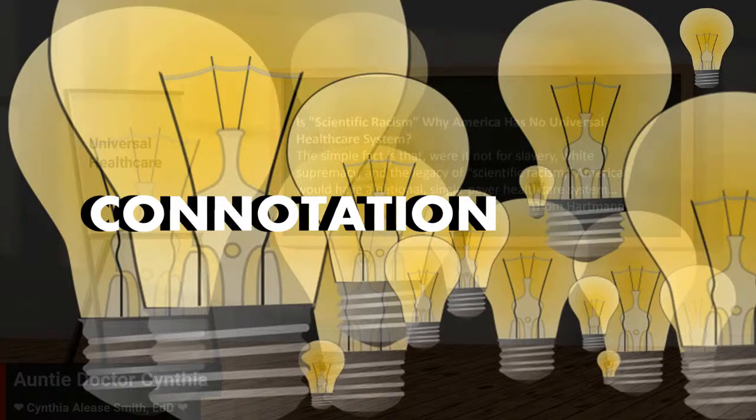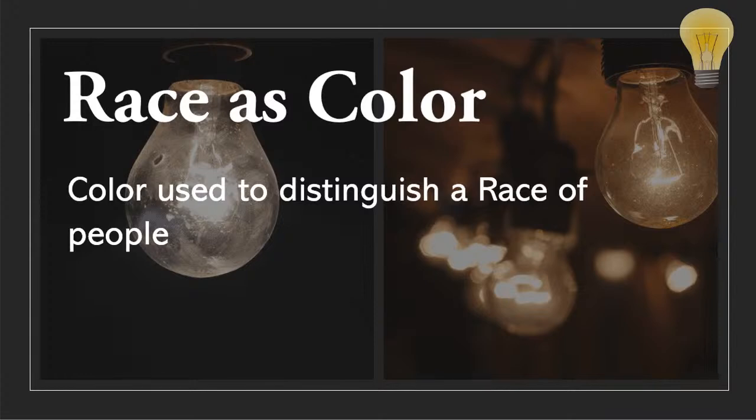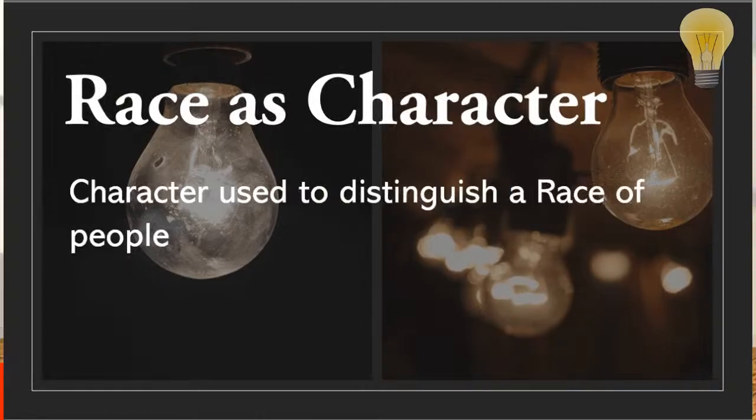Now, for purposes of this and all of my essays, lectures, and discussions, these are the definitions of race, racist color, racist character, racism, white supremacy, whiteness, and value that I'll be using. First up is race. Race is any one of the groups that humans are often divided into based on physical traits regarded as common among people of shared ancestry. Race as color is color used to distinguish a race of people. Race as character is character used to distinguish a race of people.